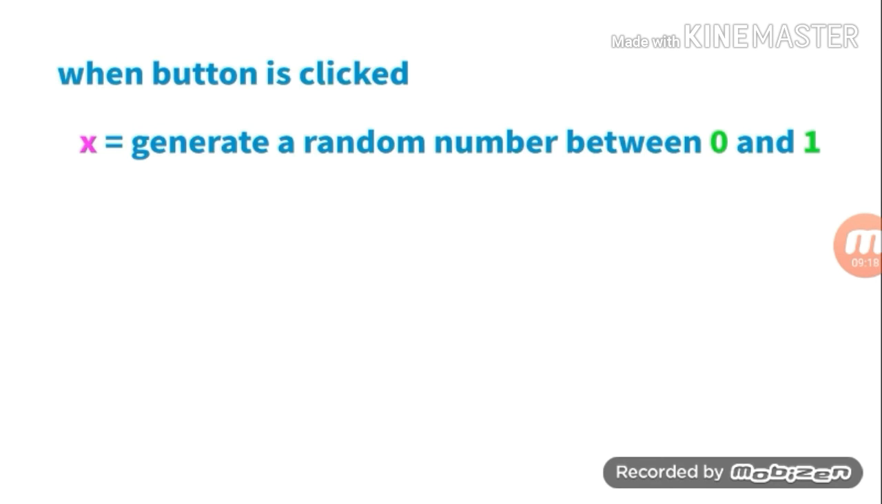If we were to put this into program, it would look something like this. When button is clicked, generate a random number between 0 and 1 and call it x. If x is 0, let Magic Ball display yes, and if x is 1, let Magic Ball display no.